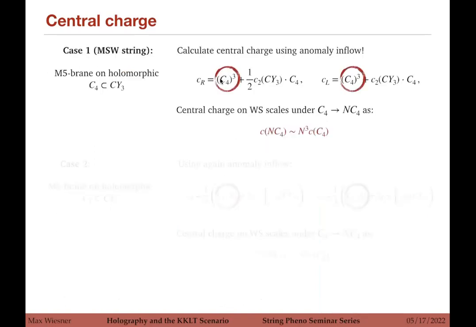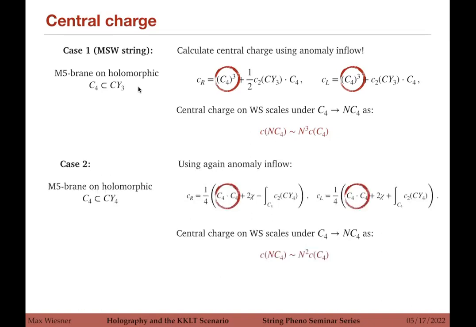So take, for instance, the MSW string. There one can calculate the central charge using anomaly inflow on the effective string, and one sees that the dominating term, in the case that we rescale C4 to n times C4, grows cubic in n, essentially because of the first term in c_L and c_R. The other ones are subleading. So here we see that the central charge grows like n cubed under rescaling C4 going to n times C4.